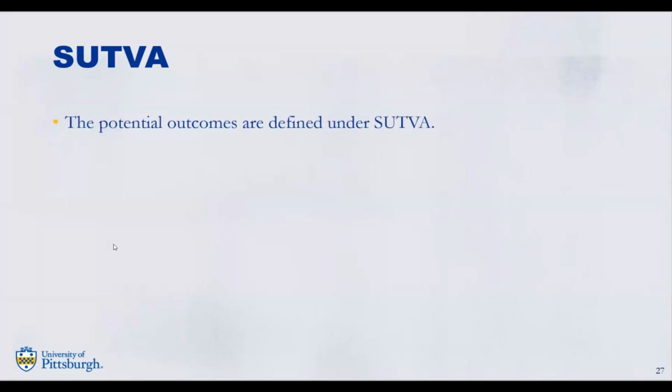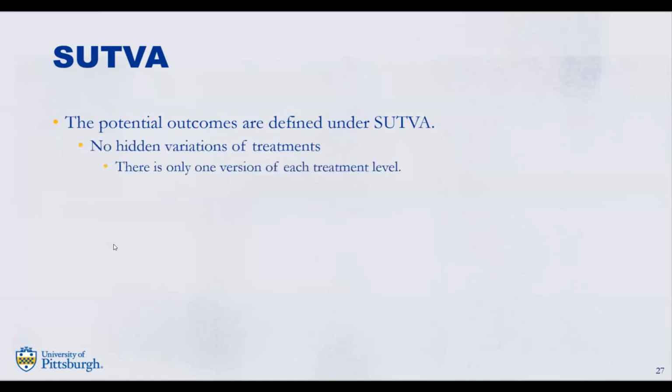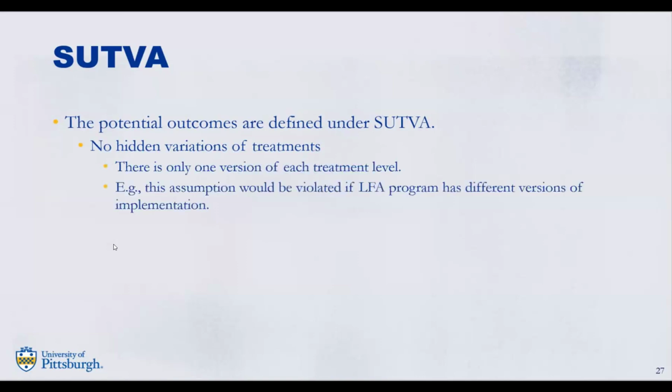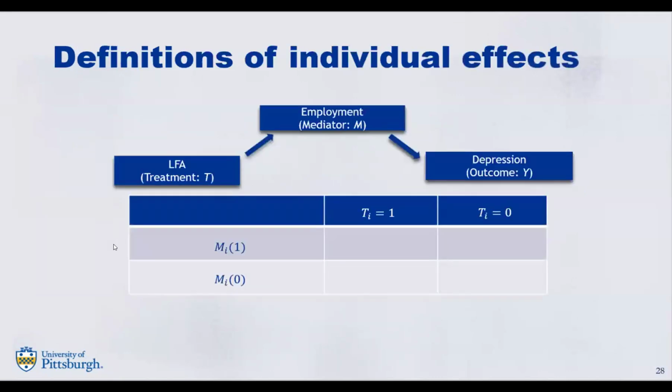And in addition, we also assume no hidden variations of treatments. There's only one version of each treatment level. For example, this assumption would be violated if the LFA program has different versions of implementation. So you want to be cautious when defining the potential mediators and potential outcomes. You want to assess whether the assumptions are violated or not first. And suppose these assumptions hold, we're going to define the indirect and direct effects correspondingly.